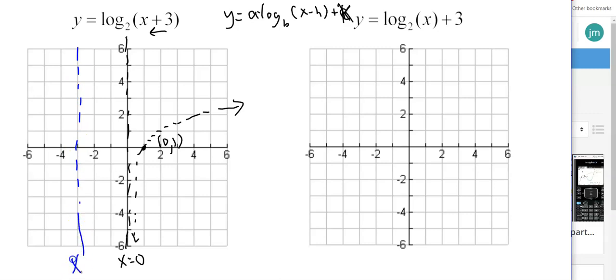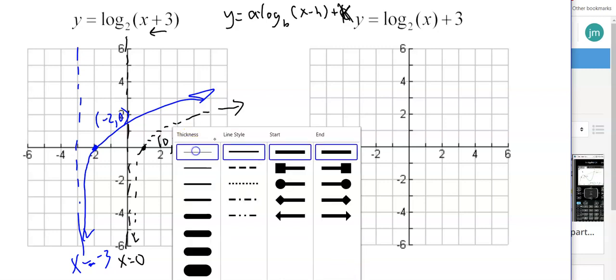Draw that first. The point was at (1, 0), now it's (-2, 0). And the graph approaches the asymptote over here, something like that, roughly. It's pretty good. It's the basic behavior. Okay, we start with the parent graph.